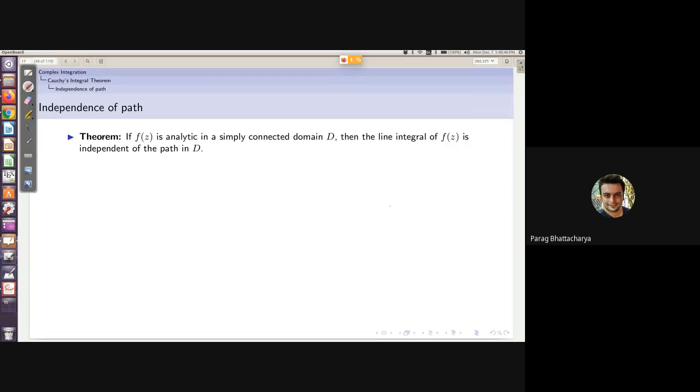Suppose I have two points, Z1 and Z2, and these two points lie in some region. We call this region D. Let's say the function f of z is analytic everywhere on this region D.